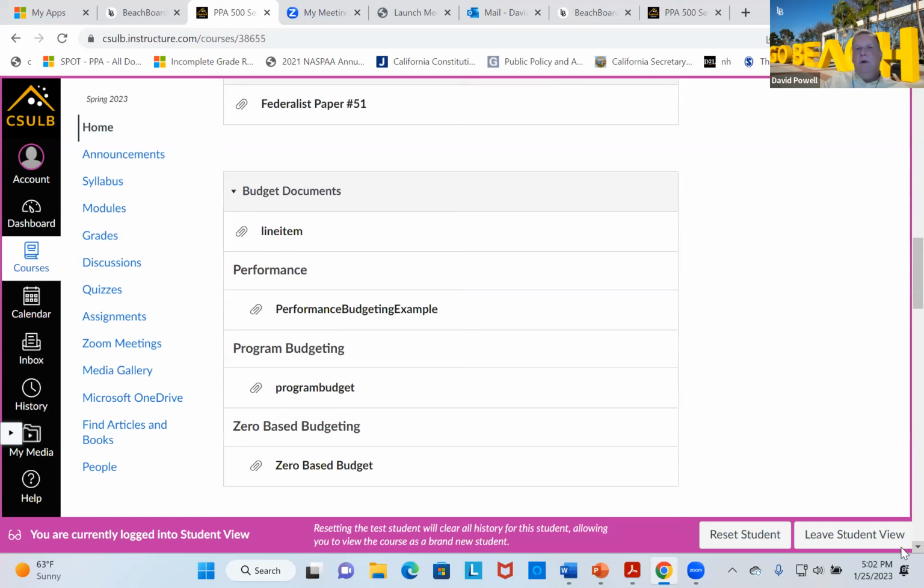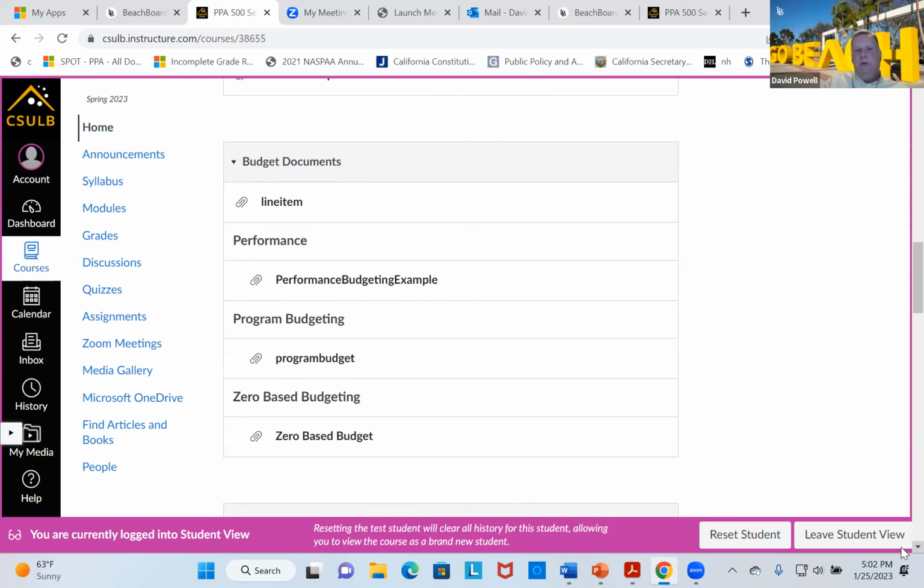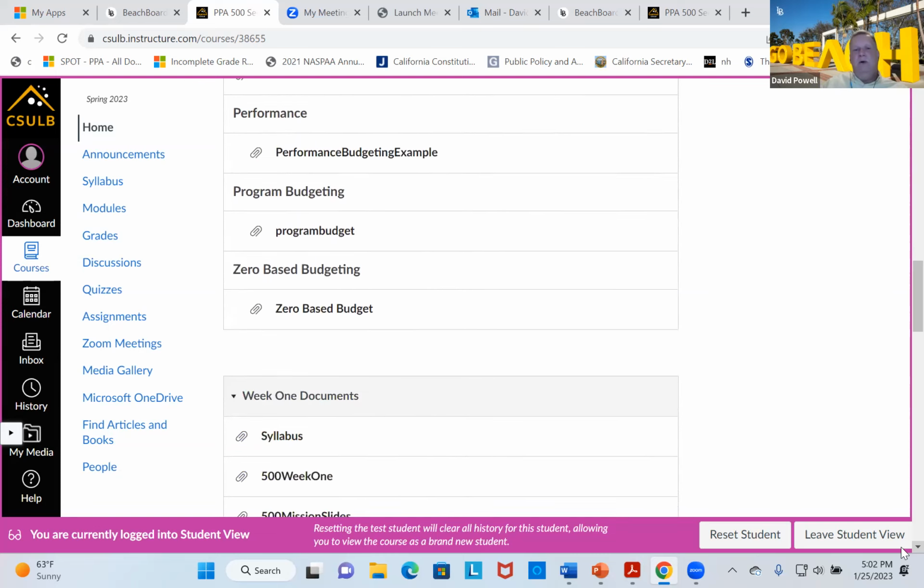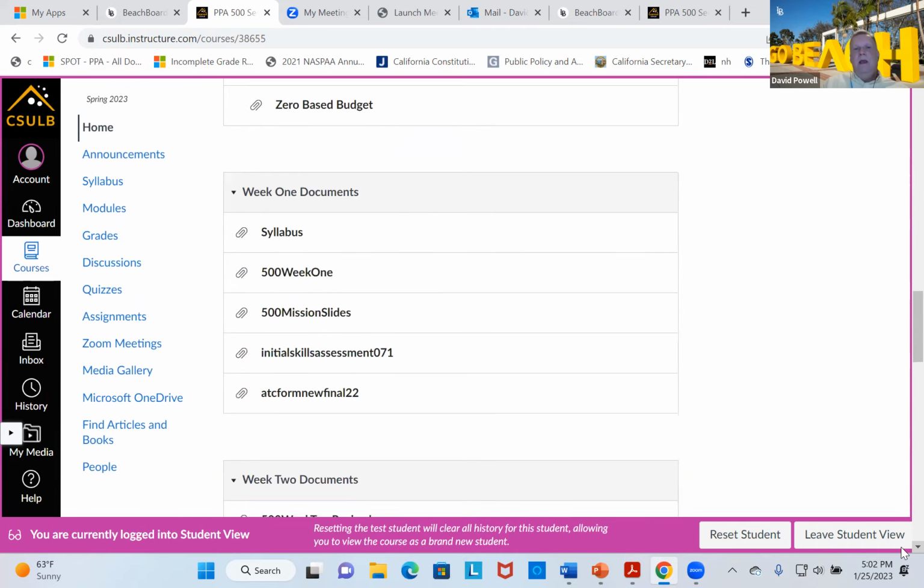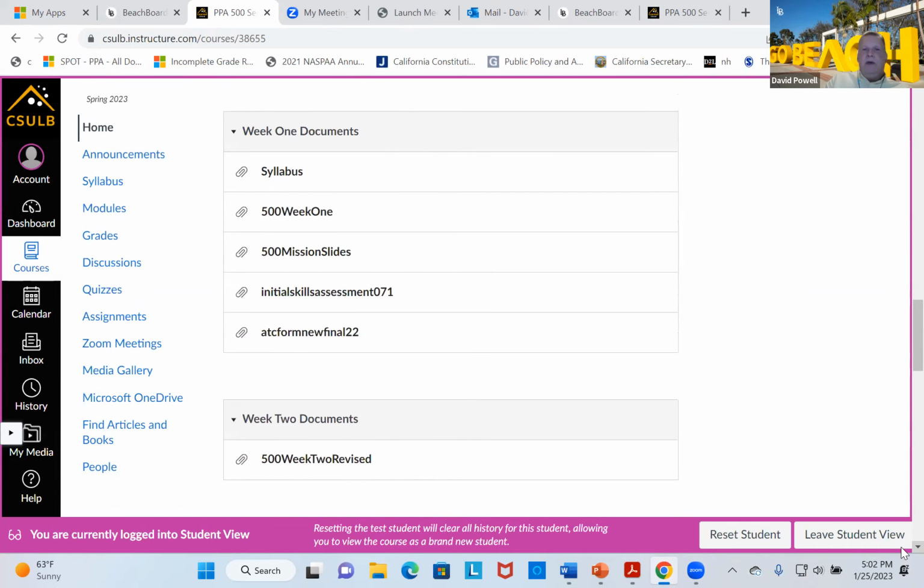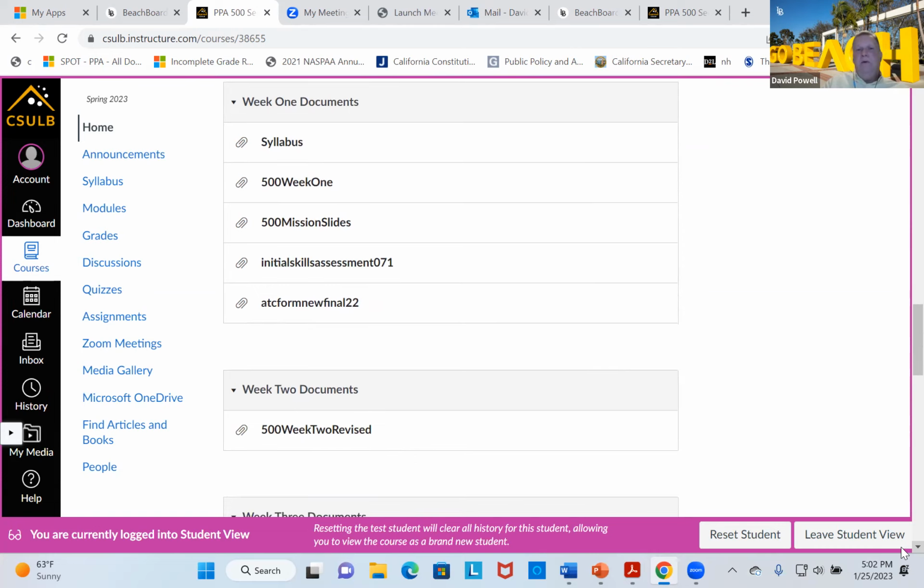Some additional documents: once we get to management of financial resources, I have different examples of budget formats on there as well. Then I break it down by week. Here in week 1, again, another link to the syllabus. I think redundancy is good, that we have more than one place to get these documents. The week 1 slides we're going to be using in the second half of class tonight are there for you. Slides on the mission and values of the program are there as well. And then again, the initial skills self-assessment and the draft advancement to candidacy form.